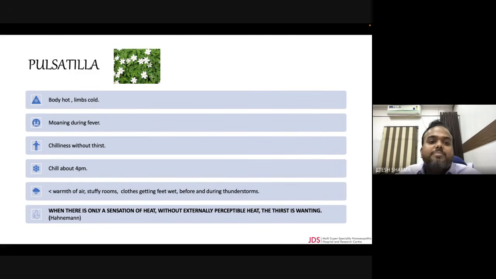Pulsatilla. Pulsatilla people keep on coming and telling you, please doctor, check me, I think I have fever. But generally what happens? They have a sensation of heat without externally perceptible heat and the thirst is wanting. It is written by Hahnemann. This is Pulsatilla. Body hot, limbs cold, moaning during fever, chill about 4 p.m., chilliness without thirst, warmth of air aggravates, and they don't like a stuffy room. They'll tell you to switch on the fan. Yes, and before and during thunderstorm, they get worse.